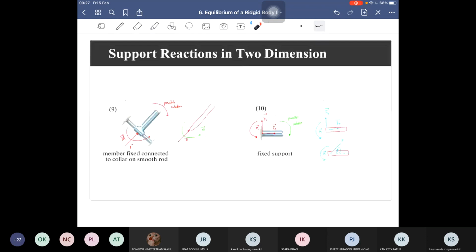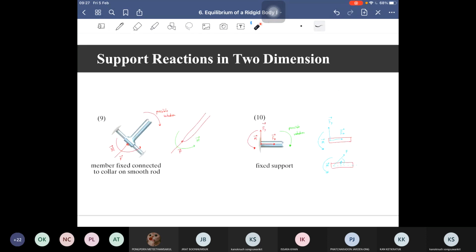Okay, so not only the force that you see exerted on that body, but you have to know the reaction force and reaction couple moment produced from that support too, and then state all forces in the system and find the answer.